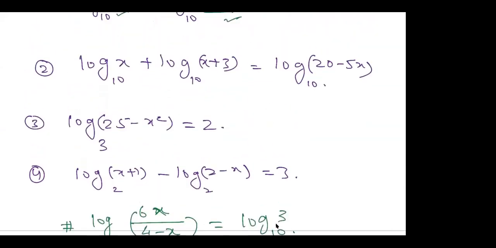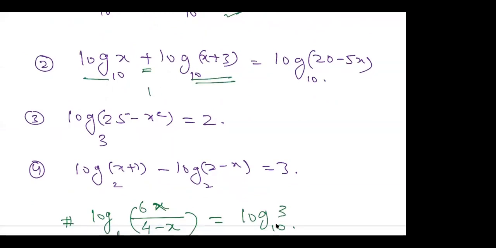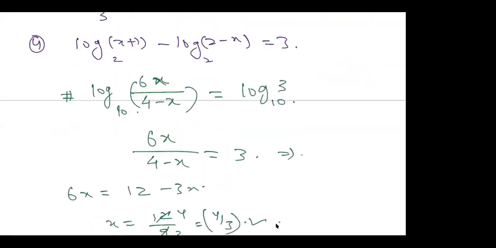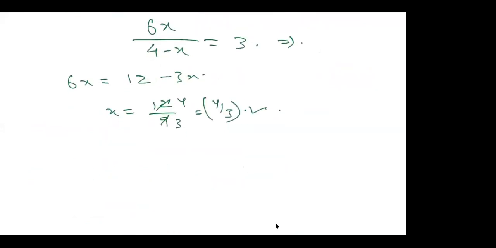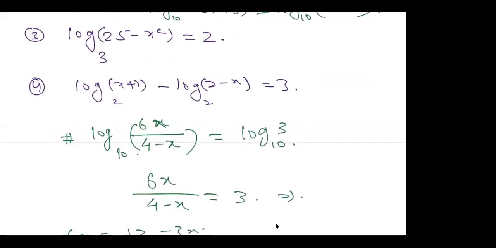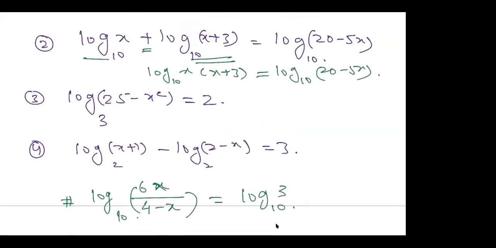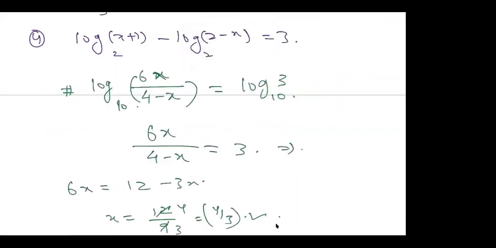Now, the plus sign in between the logs means they will multiply, so log x into x plus 3 is equal to log 20 minus 5x, right? By solving this, what will you get? By the one-one property, x into x plus 3 is equal to 20 minus 5x.